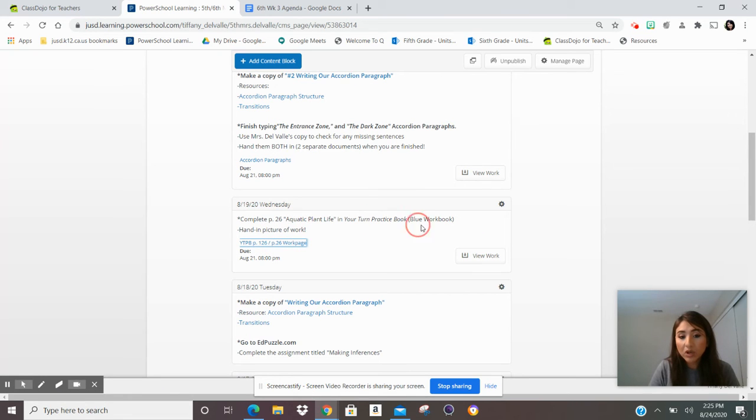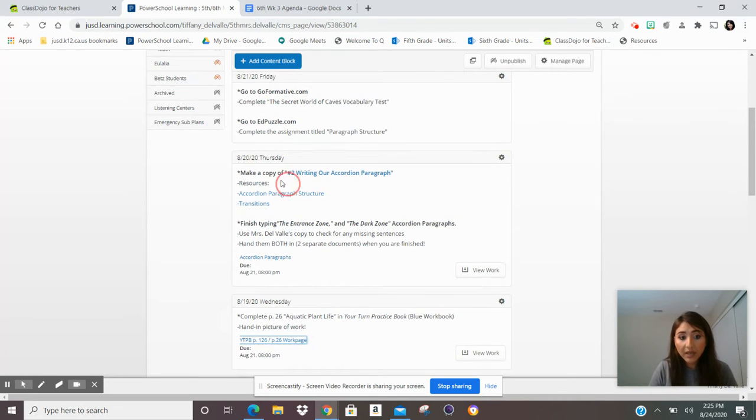It was a practice workbook. They had to take an image with their Chromebook. I've showed them how to do that, and then they handed it in to me. Thursday, they had accordion paragraphs to turn in.